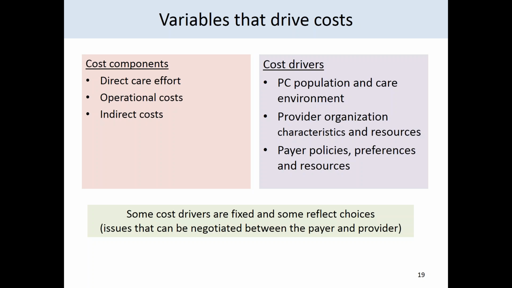And of the many elements of these cost drivers, some of them are fixed. If you live in a rural area, you live in a rural area and you're not going to be able to do anything about that. But some of the cost drivers are variable and they reflect choices. And it's those choices, those decision points, that turn into issues that can be negotiated between the payer and the provider, and that is where you have the opportunity to impact, or those are the things that will impact the cost of delivering care. Next slide, please.